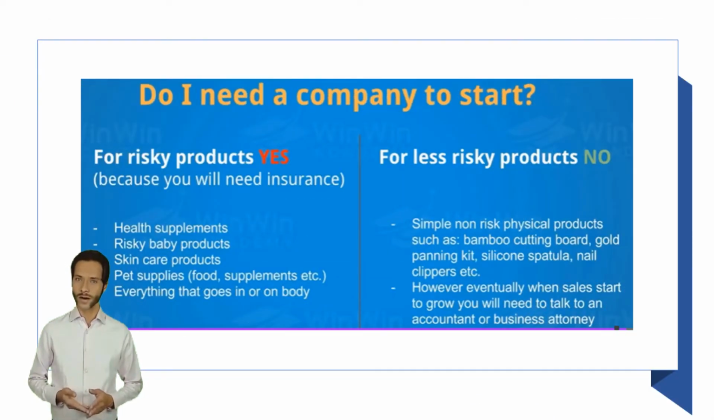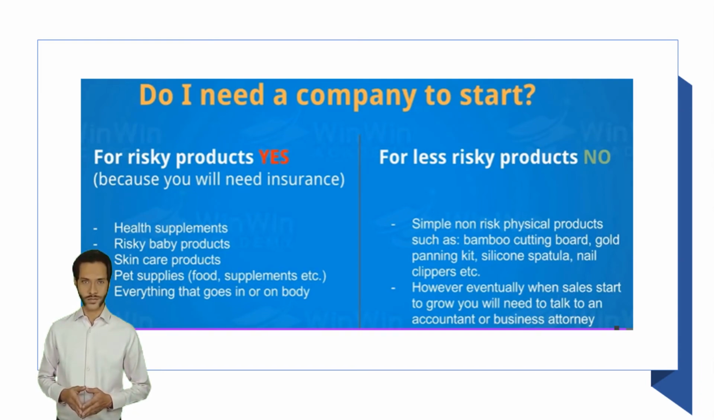Now for more risky products that require insurance, you will need to set up a company in order to start selling your own private label products. Those products are, for example, health supplements or all sorts of creams that go on your body. However, for many products such as a silicone spatula, you won't need a company to start, but eventually when your sales start to take off, you should consider talking to a business attorney or an accountant about opening the company. So this business model can be applied even for those who don't live in the United States.